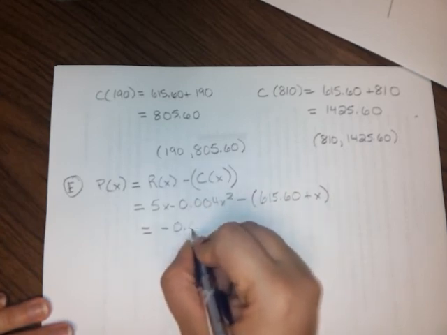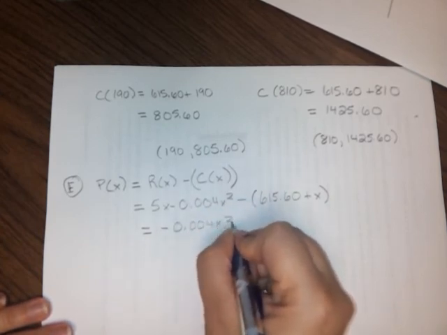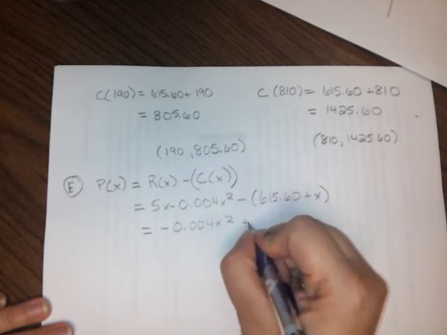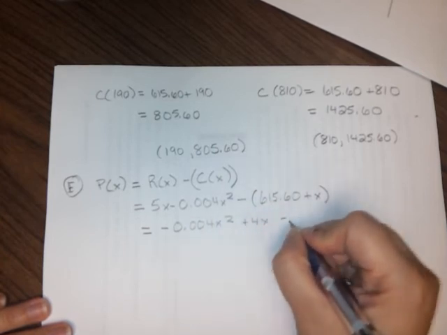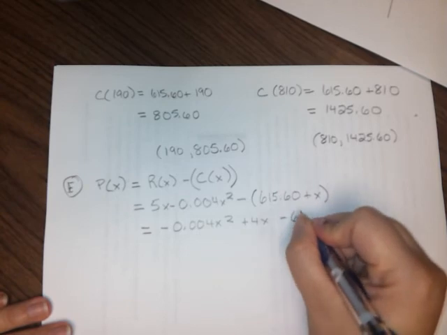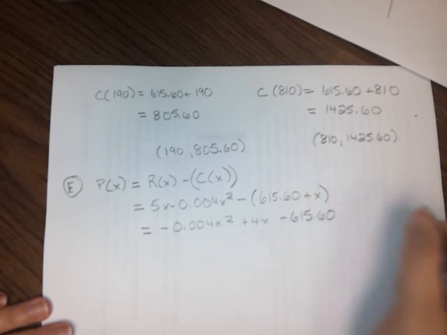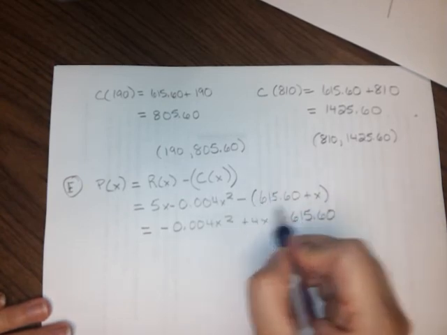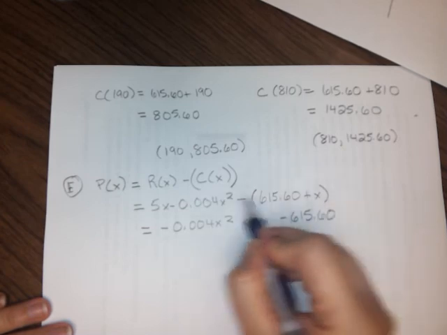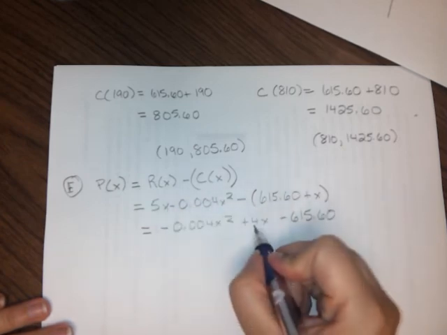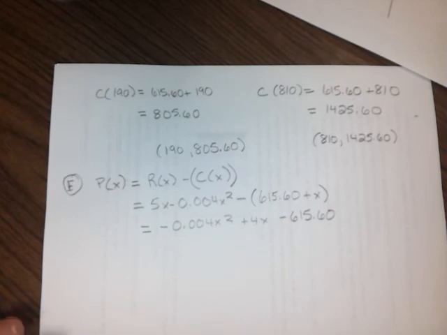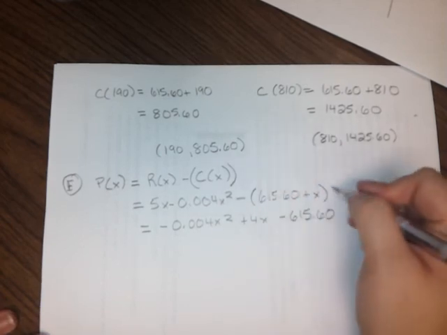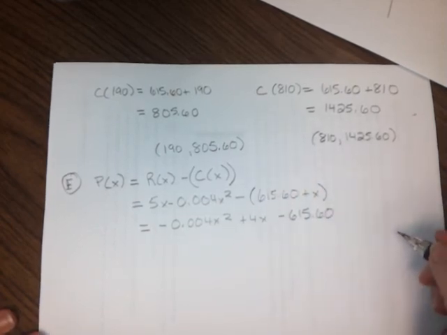I'm going to get negative 0.004x squared plus 4x minus 615.60. And you can see if you forgot to put the parentheses around here, you would have added the x to the 5x and gotten a 6x here, and that would have been wrong. So always make sure to put parentheses when you're subtracting that cost function.